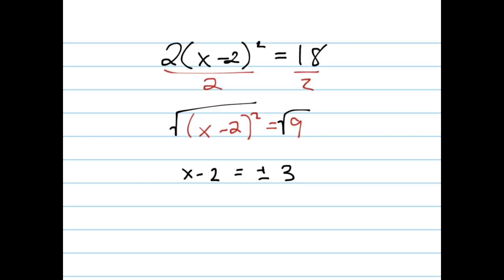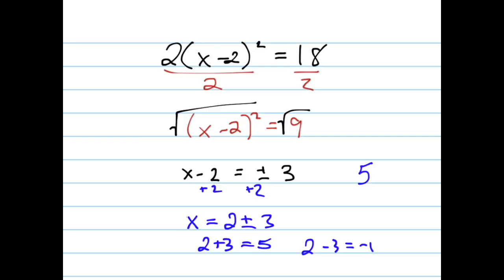Okay, then the next step. Add 2 to both sides. Gives us x equals 2 plus or minus 3. So we do 2 plus 3, which gives us 5, and we do 2 minus 3, which gives us negative 1. So our solutions are 5 and negative 1. Make sense? Any questions? All right.